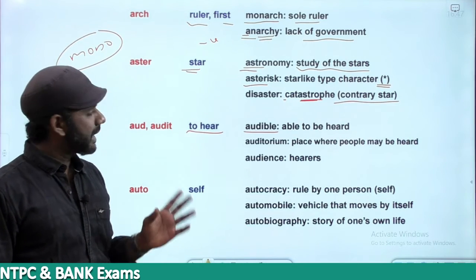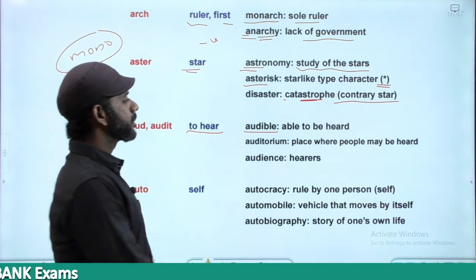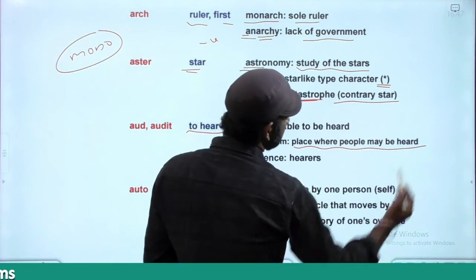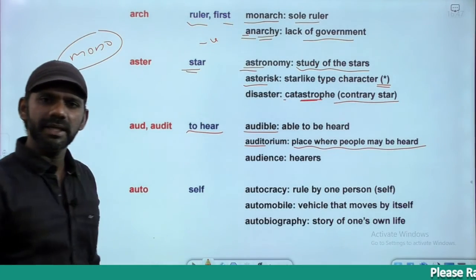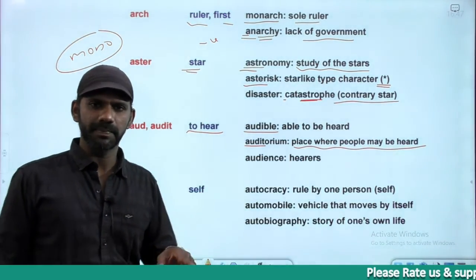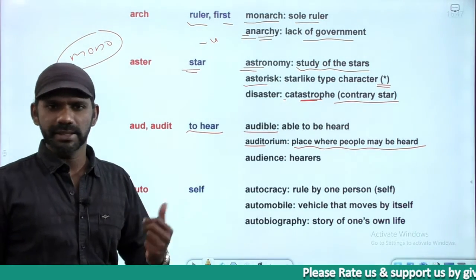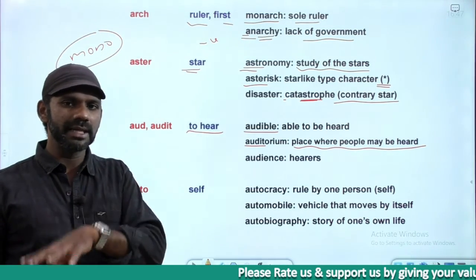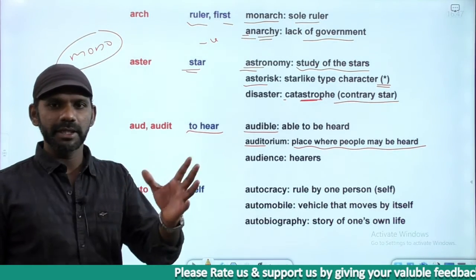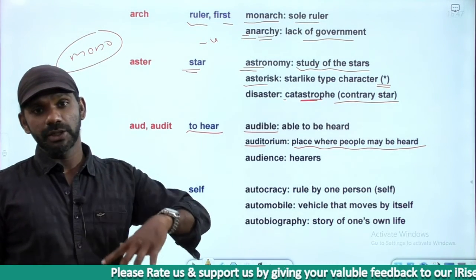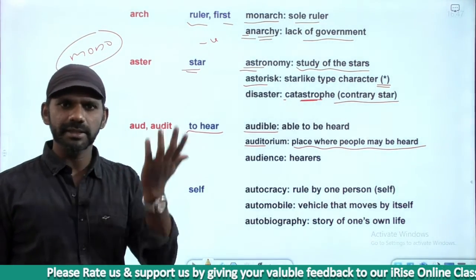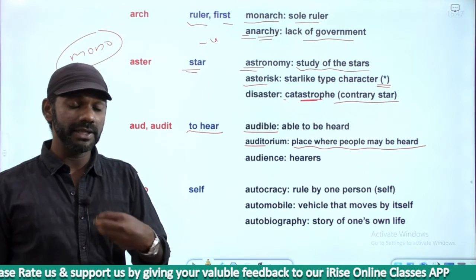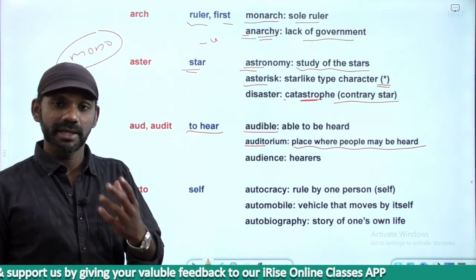Auditorium is a place where people may be heard. The program is being conducted in the auditorium. It can be heard or listened to, depending on the persons who sit there. A speech is going on, we are in the auditorium. That means we are listening to the speech, or we are hearing the speech is also okay. But we usually listen to a speech and comprehend it.